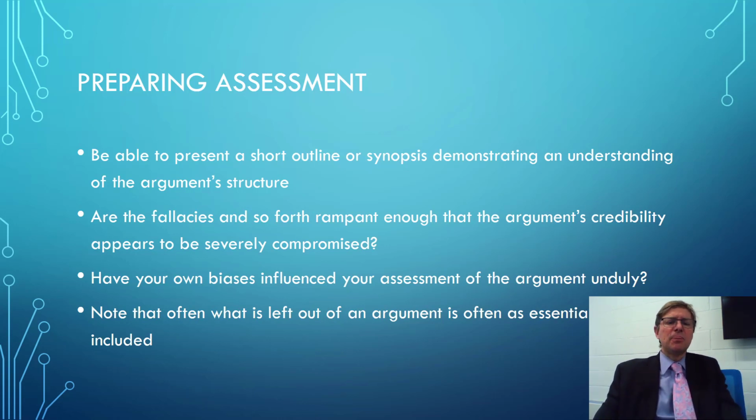Now, finally, note that what is left out of an argument is often as essential as what is included in an argument. This might remind you of a fallacy discussed earlier in the course. We talked about something called suppressed evidence. In some cases, an arguer might clearly know that there is some information out there that might undermine her thesis. So, what might she do? She may conveniently leave that out of the argument, hoping that readers either don't know about it, or might ignore it, or might not think about it.